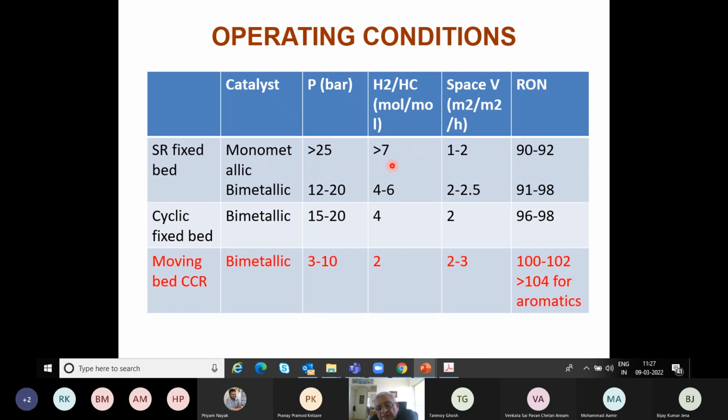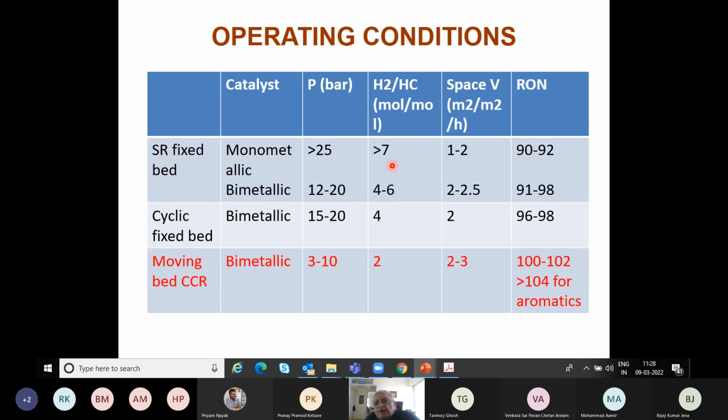Because in semi-regenerative reforming, we continue the operation for 1 year and then stop the unit and regenerate. So for 1 year, the unit is operating. But since the catalyst is deactivated slowly, we increase the reactor temperature from the beginning till the end. So there are two conditions, called SOR and EOR, start of run and end of run. When you have the fresh catalyst and you start operating the unit, it is called start of run.